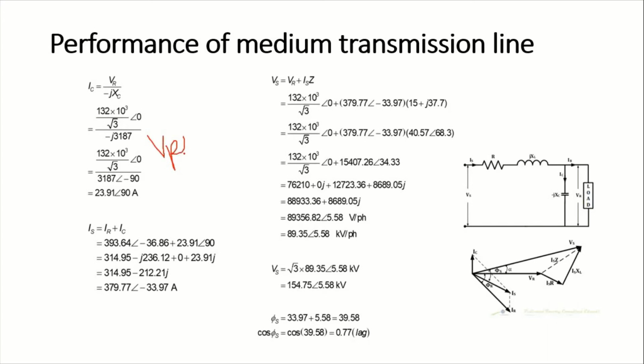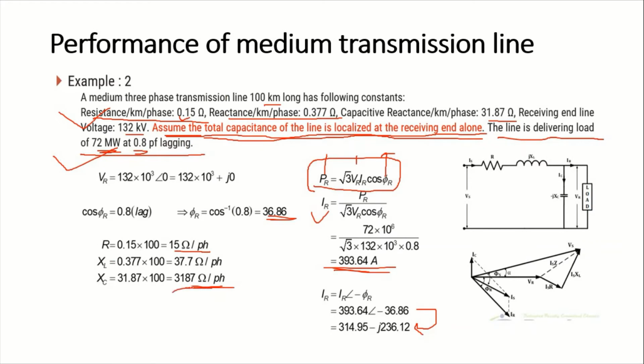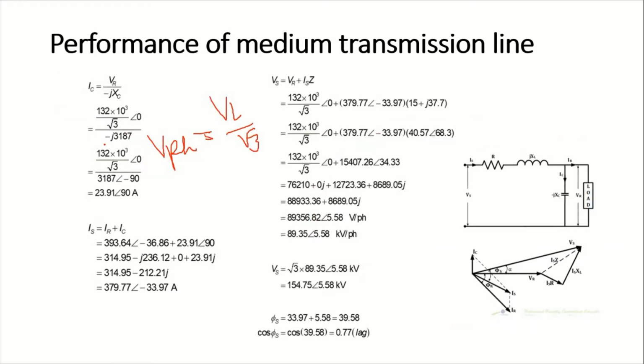V phase is equal to VL by root 3. The line value is given as 132 kV, so the phase value is 132 into 10 raised to 3 divided by root 3, and the XC value here is 3187, so put it here as minus jXC. By simplifying this, we get the value of capacitive current IC equal to 23.91 angle 90.